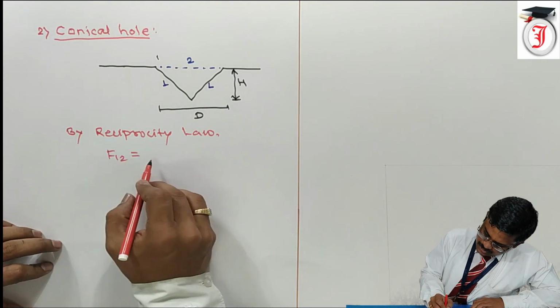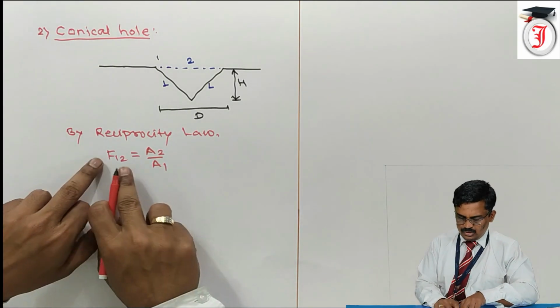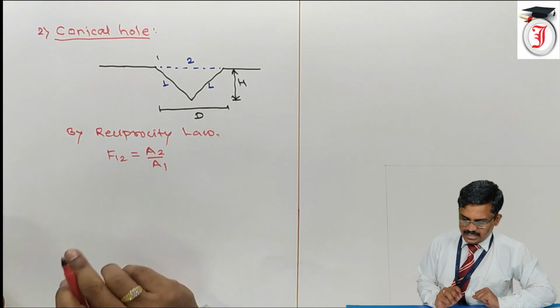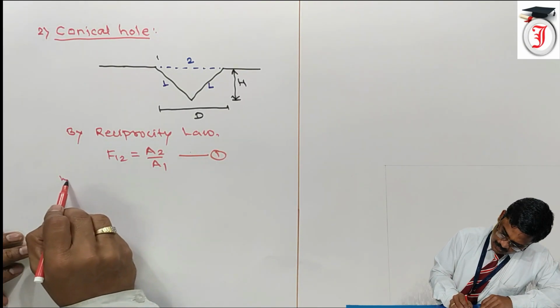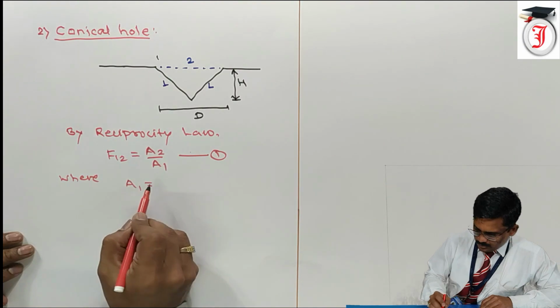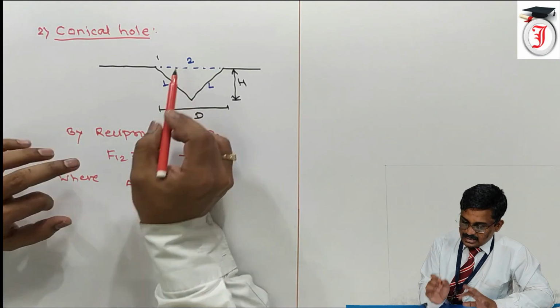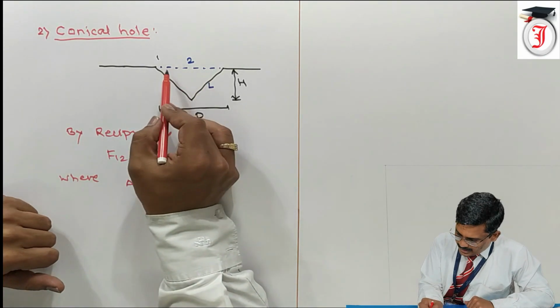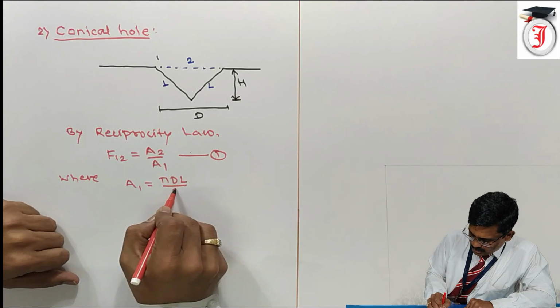So F12 is equal to A2 upon A1. We know F12 is equal to A2 upon A1. Let us consider this is again equation 1, where A1 is this surface. So its surface area is pi d into slant height upon 2.